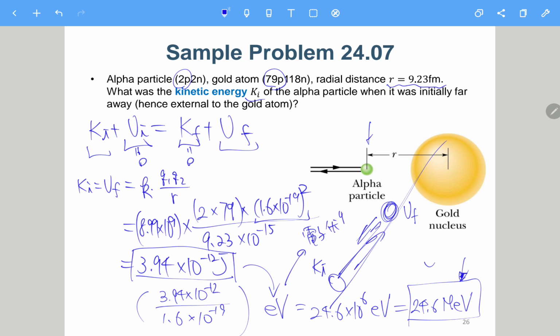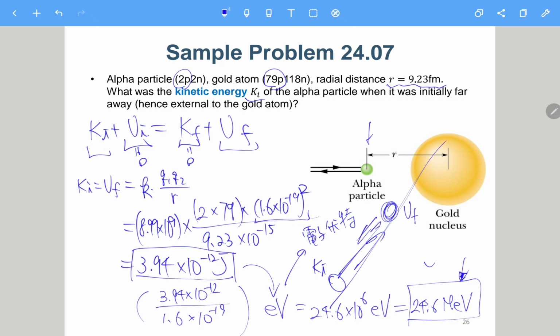The physical meaning of eV is like you try to accelerate an electron with 1 volt electric potential, and after accelerating with 1 volt, the energy would be like that. Okay, so far any questions?